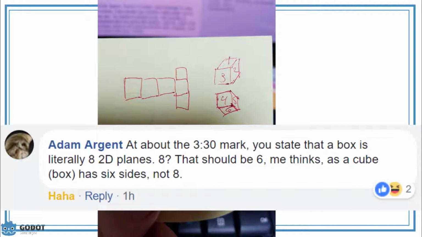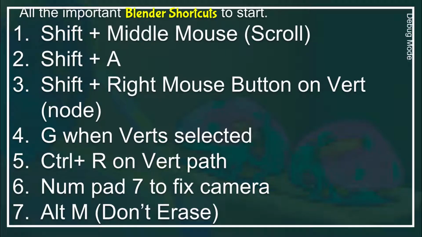I did make a mistake about cubes. I was thinking about paper toys where there are 8 boxes, but those other 2 sides are for gluing. That's not the case. A cube only has 6 sides: 1, 2, 3, 4, 5, 6. Oops-a-daisy.